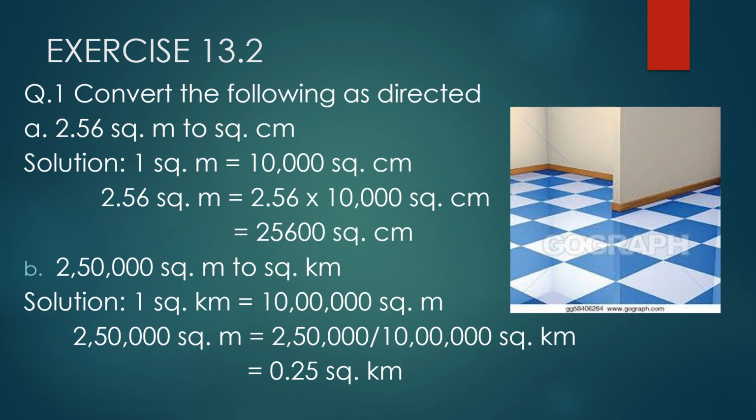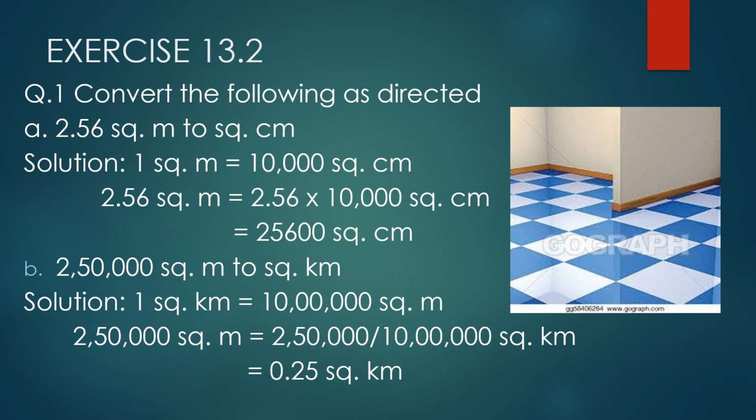2.56 square meter into square centimeter. Here we have to remember the formula. 1 square meter is equal to 10,000 square centimeter, or you can do it like 1 square meter is equal to 1 meter into 1 meter, and then 100 centimeter into 100 centimeter will give you 10,000 square centimeters. So 2.56 square meters is equal to 2.56 into 10,000 square centimeter. Why are we multiplying over here? Because here we are converting the bigger unit to a smaller unit. So the answer is 25,600 square centimeters.